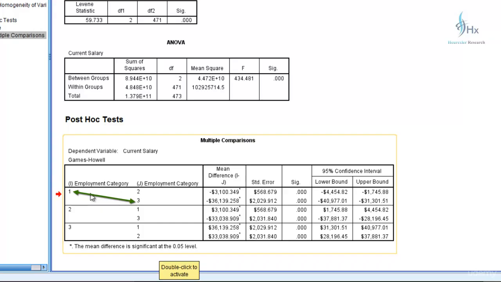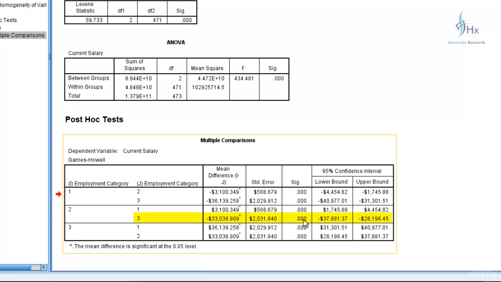And similarly for category number 2 versus 1 and 3. The first one is the repeated result, the second one is the new result. So when compared to custodial employees, managers are drawing $33,038.909 more salary, with the standard error of this much, and all the effects are significant at the alpha equal to 0.01 level. So now the situation becomes absolutely clear.